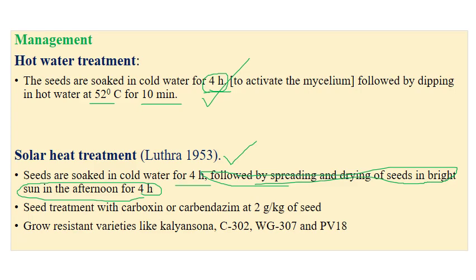Then after shade drying, seed treatment with carboxin or carbendazim at 2 gram per kilogram of seed can be recommended. Some resistant varieties are also available: Kalyan Sona, C302, WG307 and PV18 are the recommended resistant varieties for wheat loose smut.